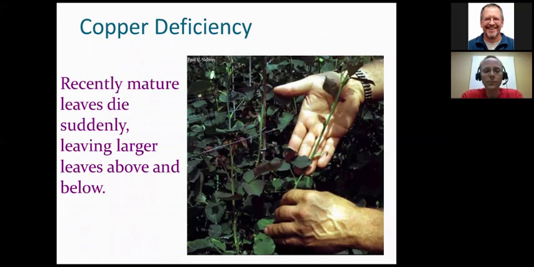So here are some roses growing, and where the hand is being held there on the top of the plant, you see that the stem is pretty much bare, but there are leaves below it and some leaves above it. So that oftentimes happens with copper deficiency.